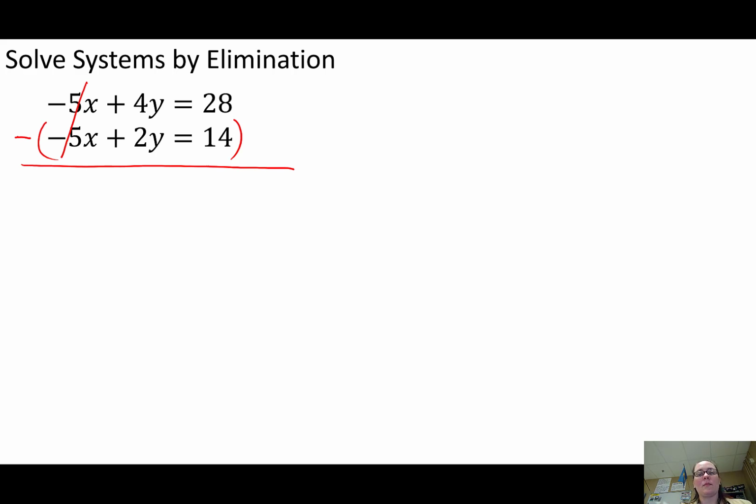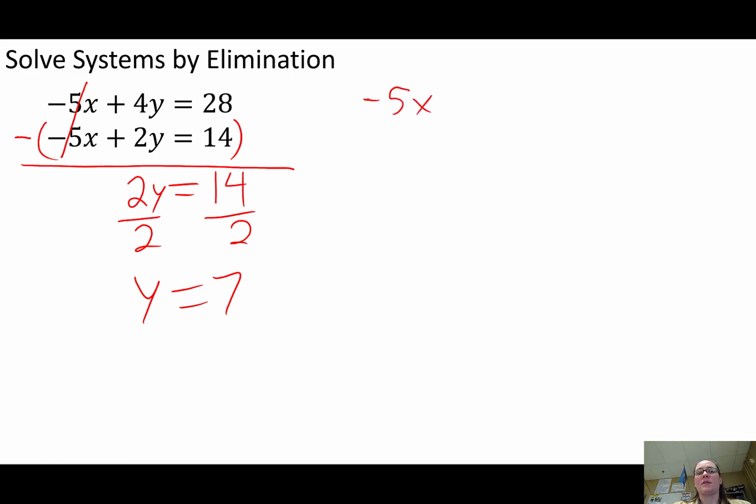So then we're going to do 4 minus 2, giving me 2y, and 28 minus 14, giving me 14. Divide both sides by 2, and I get y is equal to 7. So now that I got 7, I'm going to plug back in. And I'm going to use the second one this time. So negative 5x plus 2y equals 14.